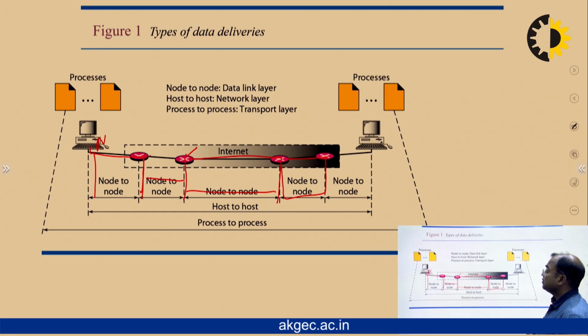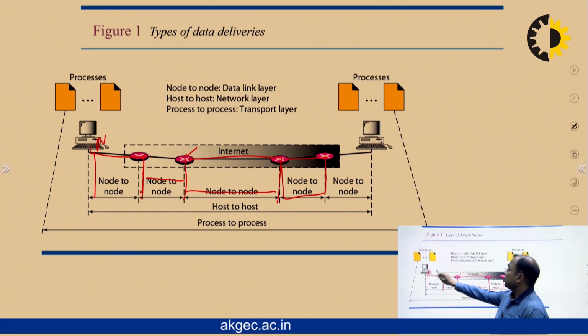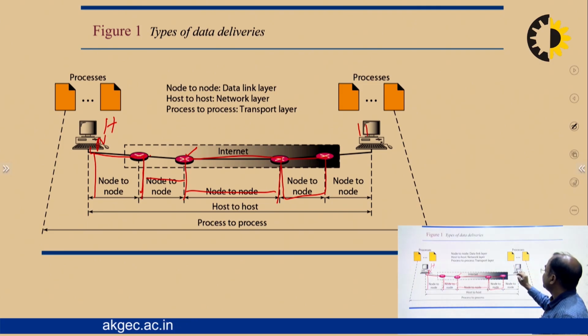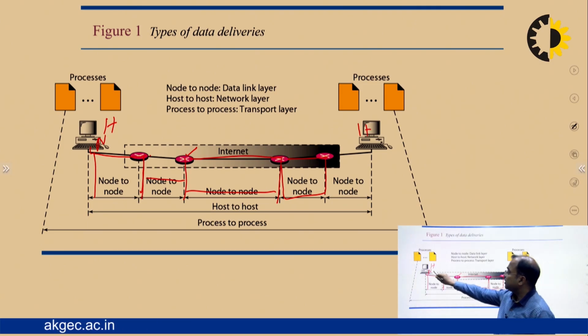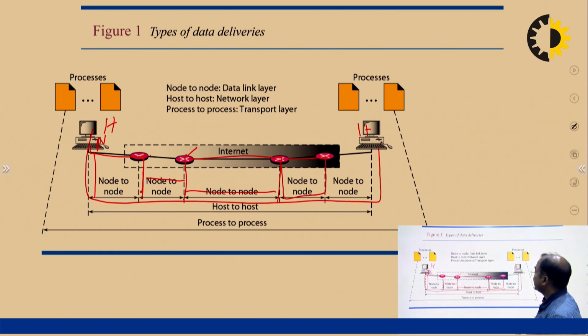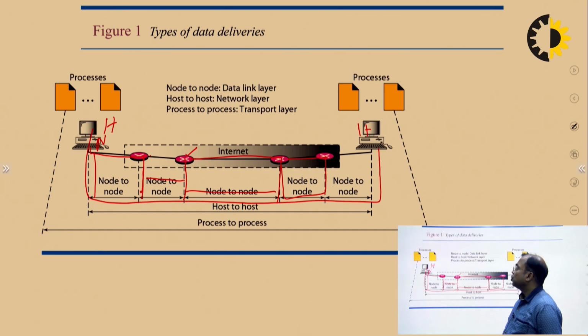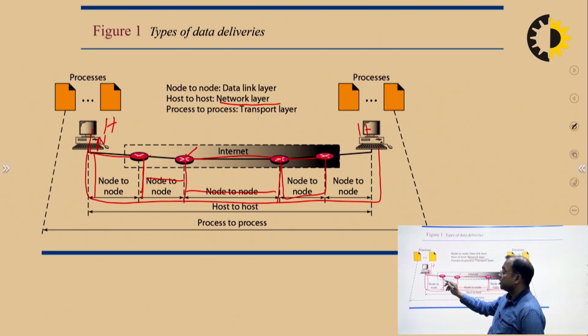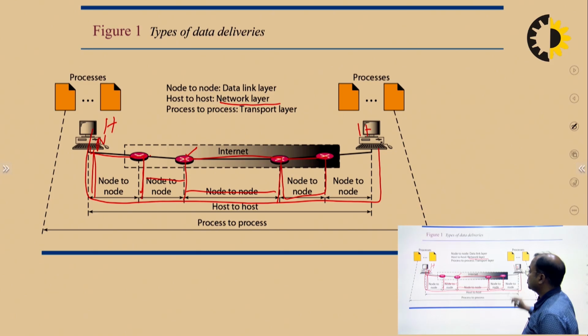Next is host to host delivery, where one host wants to deliver data to another host over the network. If we transfer data from this computer to this computer directly, it is called host to host delivery of the data. This delivery is the responsibility of the network layer. The network layer delivers data from one host to another host.